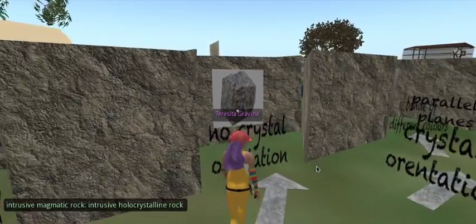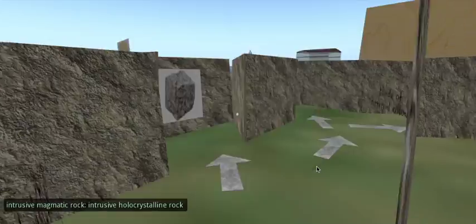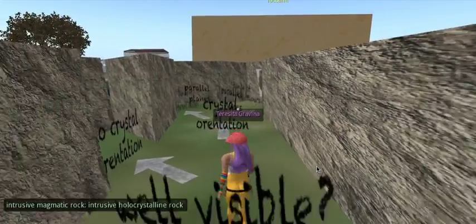Okay, this is my rock labyrinth. This is an experience and how to use it.